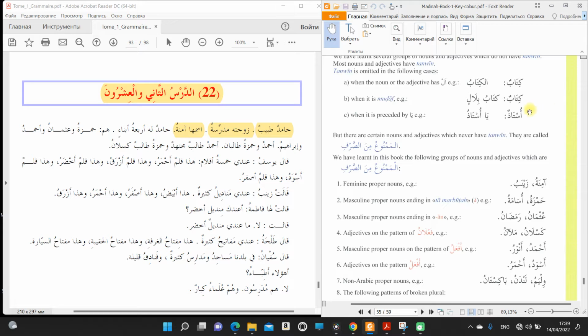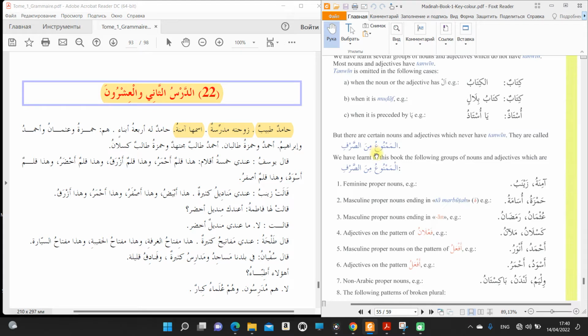This is easy. You've learned it many times, because you have reached the 22nd lesson, so you know it perfectly well. But there are certain nouns and adjectives which never have tanween. They are called al-mamnu'u min as-sorf. You may write down this term. If you have to, you can write it down 5 times, 10 times, but memorize this term because it's used a lot. Al-mamnu'u min as-sorf.